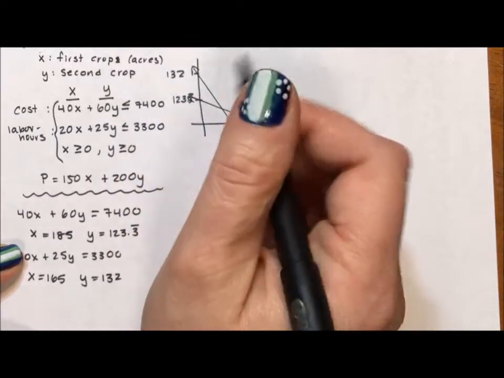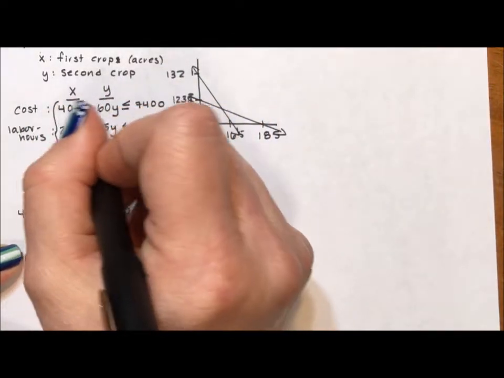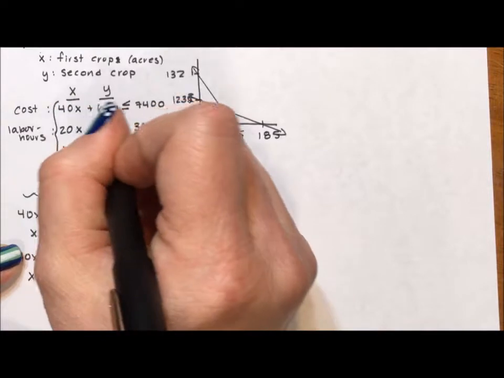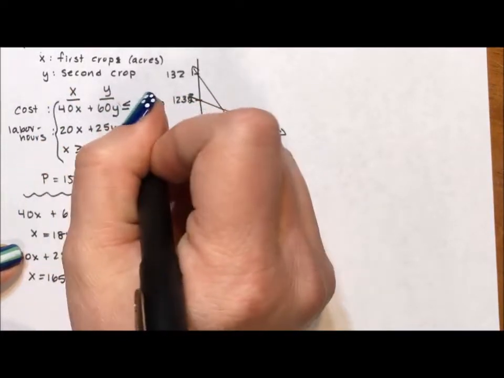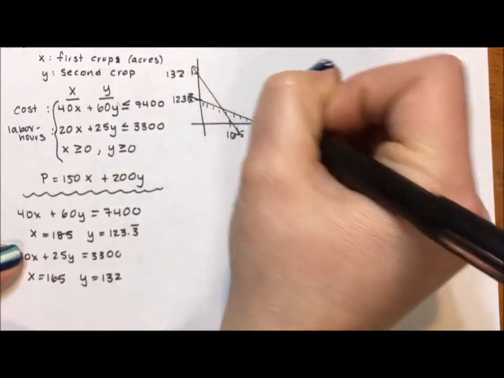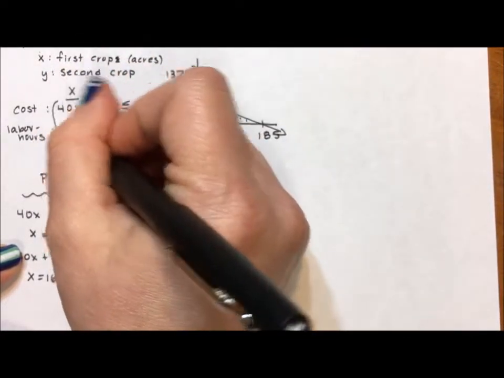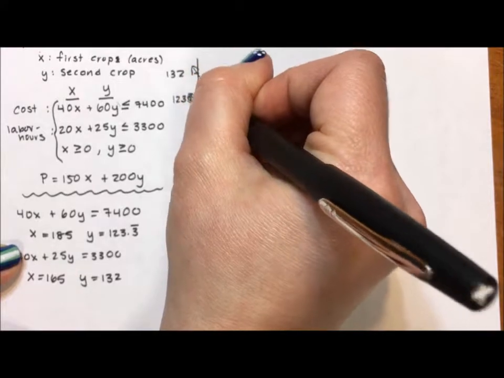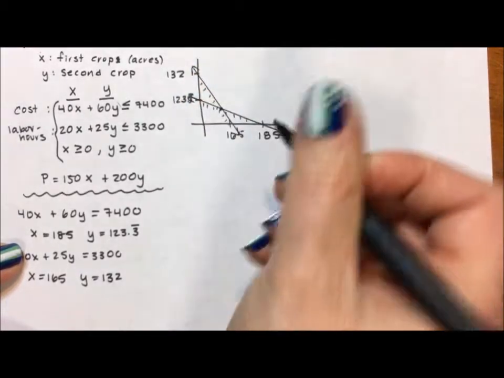We can also test a point, but for this one, I'm going to go a little bit faster and say that all of the ordered pairs that satisfy this have to be less than this line, so I need to be down. Same for the second one. All of the labor hours have to be down from this line.